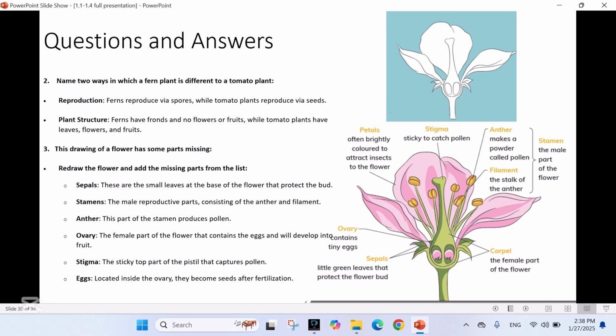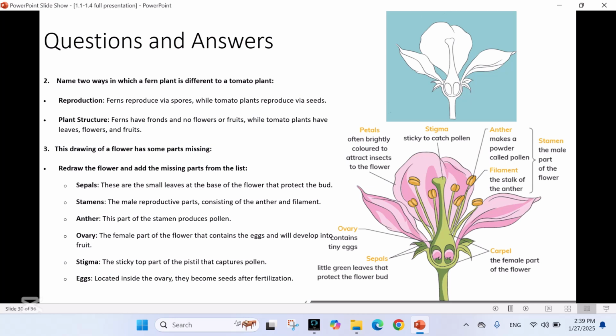Question number 3. This drawing of a flower has some parts missing. Look at this diagram, the first one. Okay. Redraw the flower and add the missing parts from the list. Sepals. These are the small leaves at the base of the flower that protect the bud. Stamens. The male reproductive parts consisting of the anther and filament. Anther. This part of the stamen produces pollen.